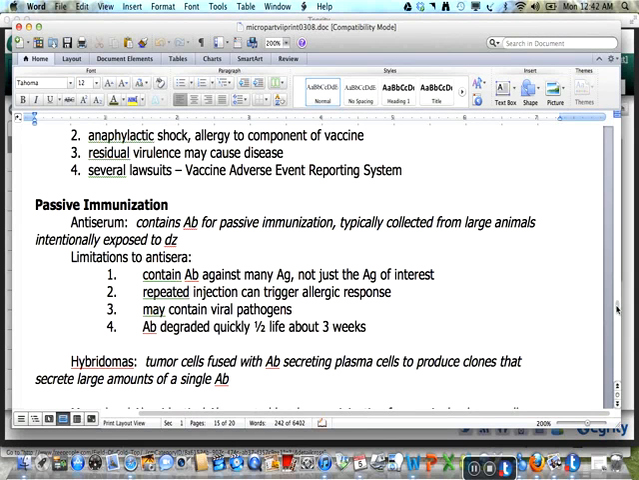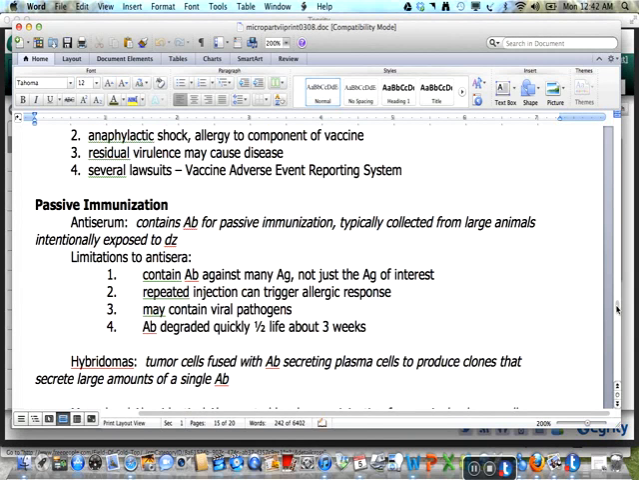Antiserum contains antibody for passive immunization. This is typically collected from large animals intentionally exposed to the disease. There are some limitations to the use of antisera as well. Antisera preparations contain antibody to many antigens, not just the antigen of interest. Repeated injections may also trigger an allergic response. Preparations may contain viral pathogens. The protection is short-term since antibody degrades quickly with a half-life of about 3 weeks.